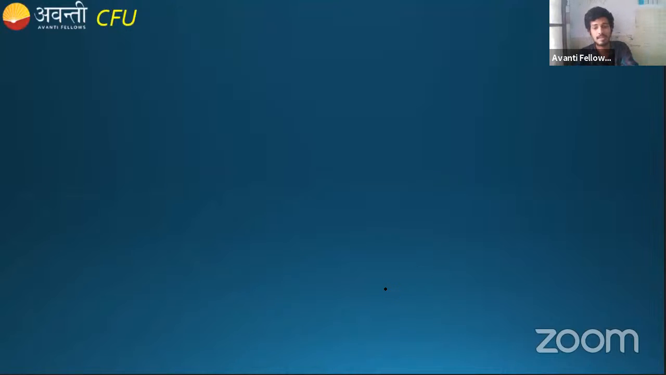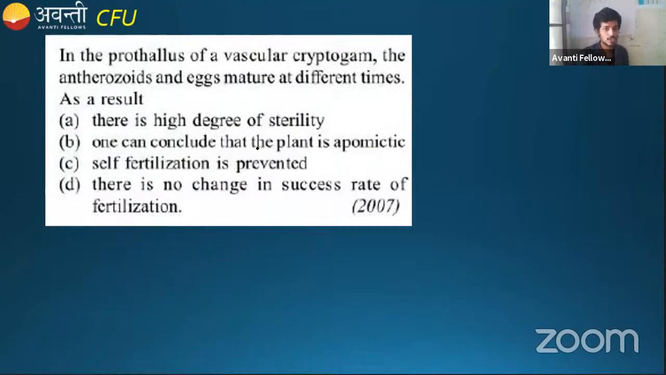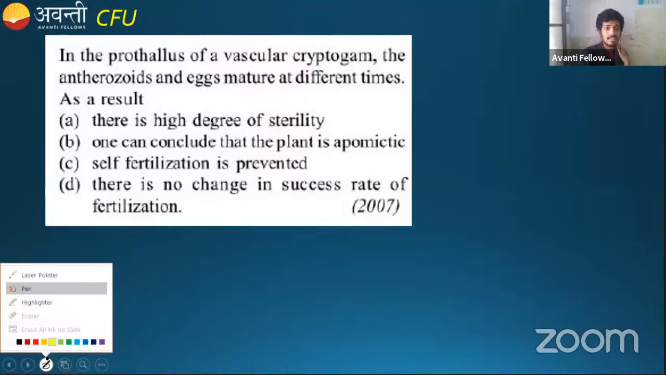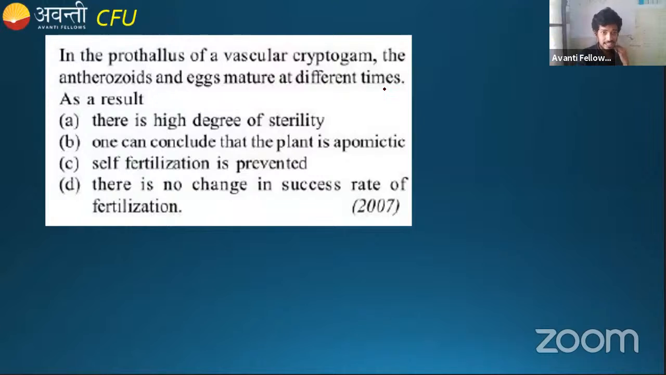Next question came. We will see the question. The question is easy. In a prothallus of vascular cryptogams, remember, the antherozoids and eggs mature at different times. As a result, they're asking about a prothallus of a vascular cryptogam. I don't know which plant it is. Cryptogam.